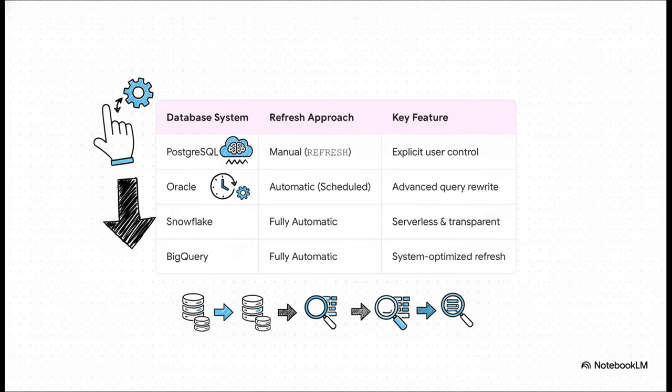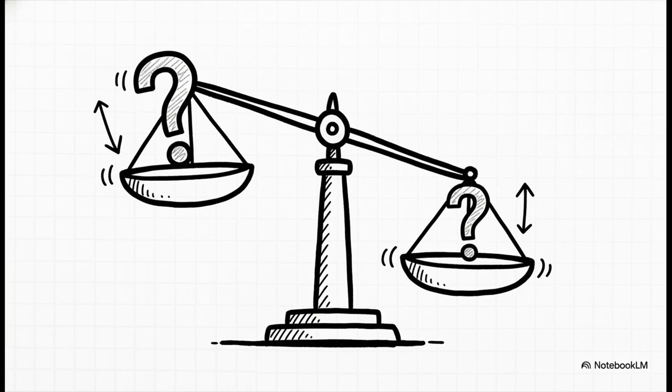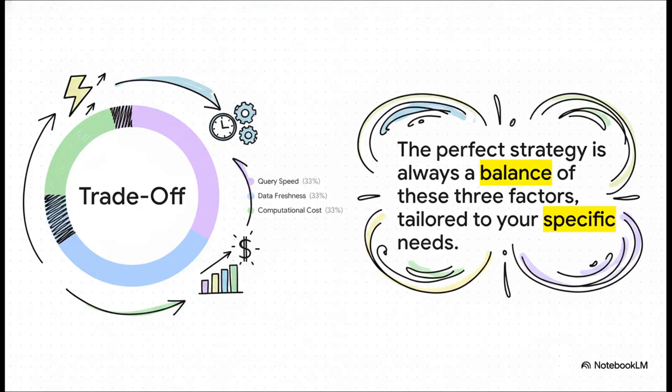And then at the other end, you have the modern cloud warehouses like Snowflake and BigQuery. Their goal is to make the whole thing feel automatic and serverless. The system just transparently handles the refresh schedules and costs for you. So you can see that no matter which system you're on, the fundamental problem is always the same. You are constantly trying to find the perfect balance between a few key things that are always pulling in different directions. And this right here is the whole game.